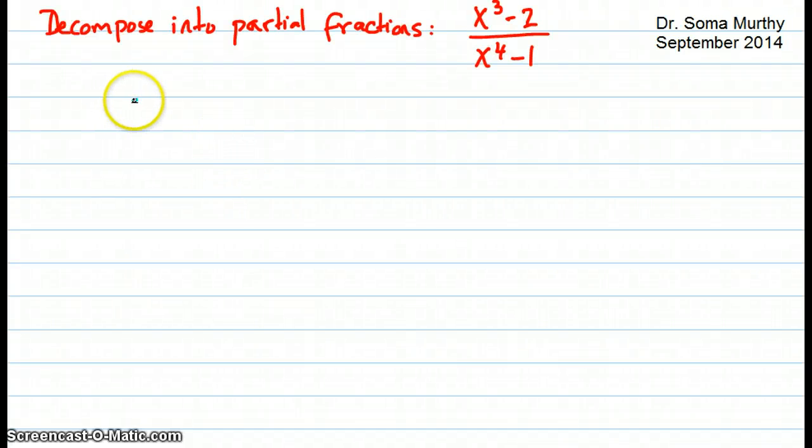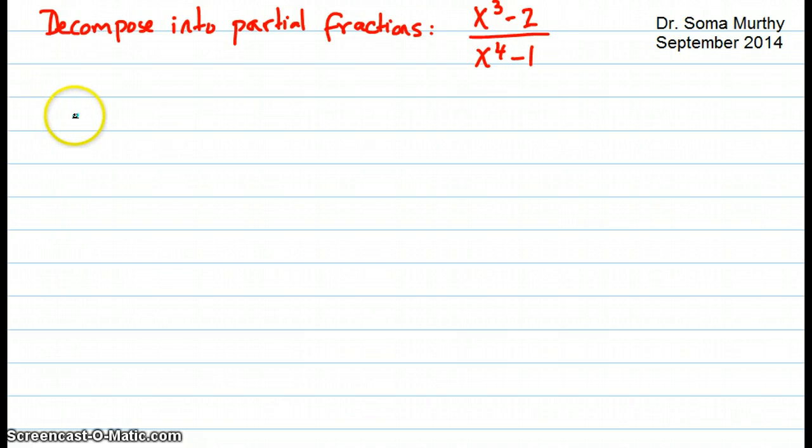Okay, so in this problem, we'll just do the decomposition into partial fractions. So we want to decompose this rational function x cubed minus 2 divided by x to the 4 minus 1. The important thing to recognize here is we have a difference of squares in the bottom, x to the 4 minus 1. So let me write this down.